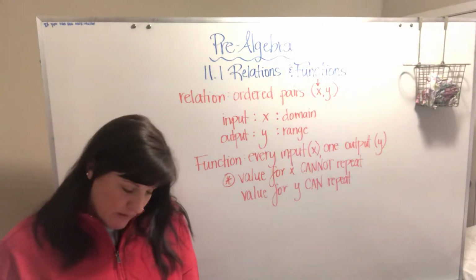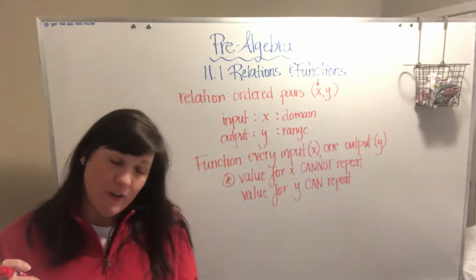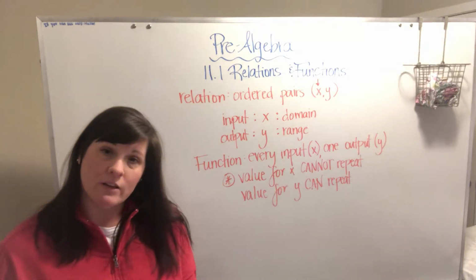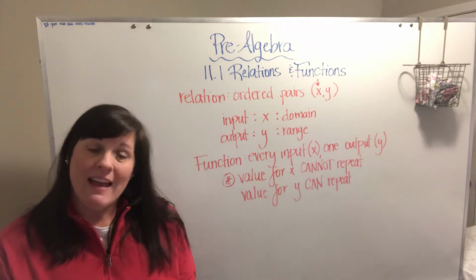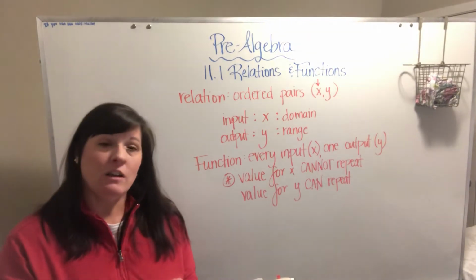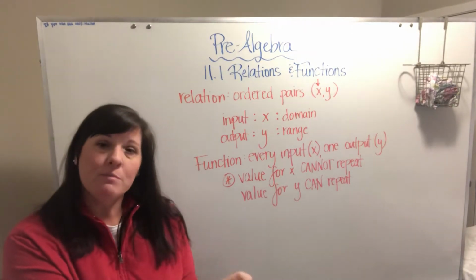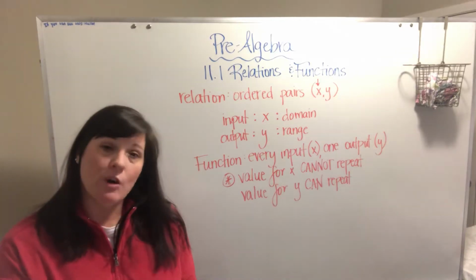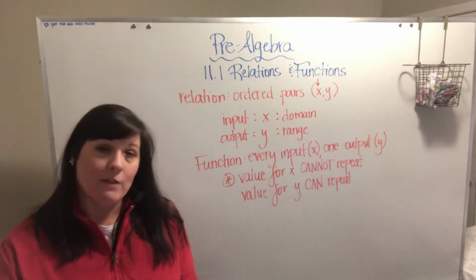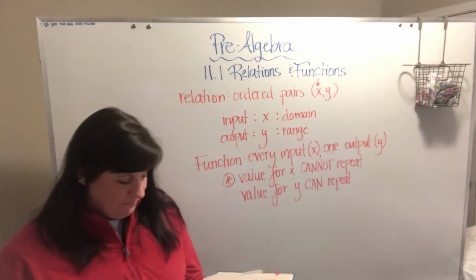Notice in guided practice number 3, -4 has a value of 8, an output of 8. You will notice 4 also has an output of 8. In that relation, the y repeats. But that's okay because every input that's in there only has one output. Okay, there is no x repeating. Y can repeat. Okay, that'll be critical for you to get down.